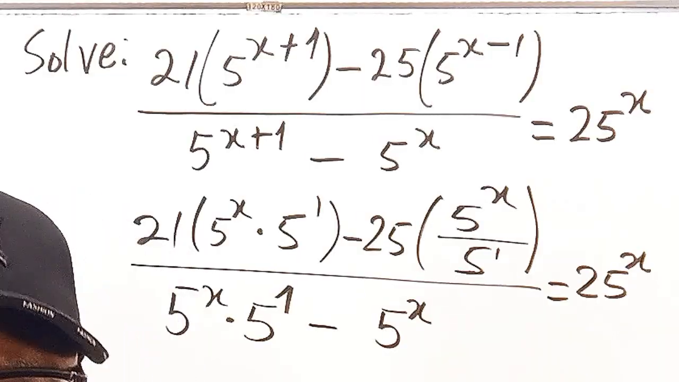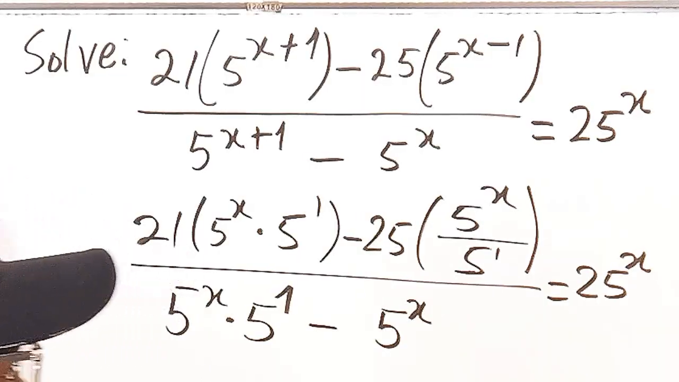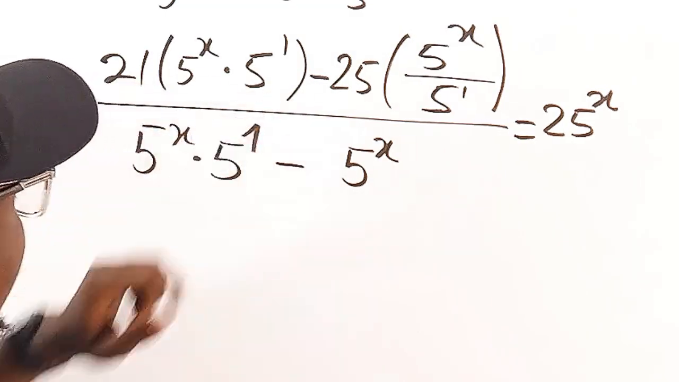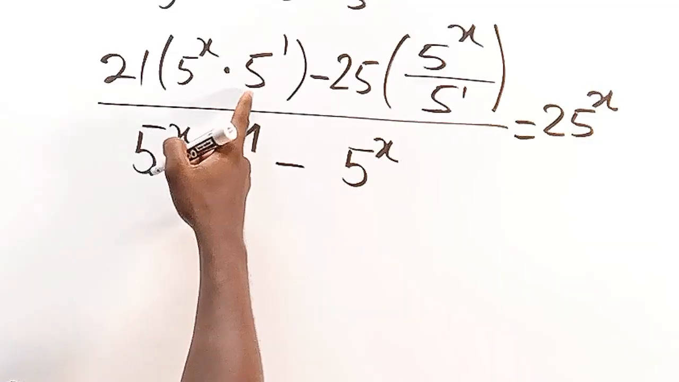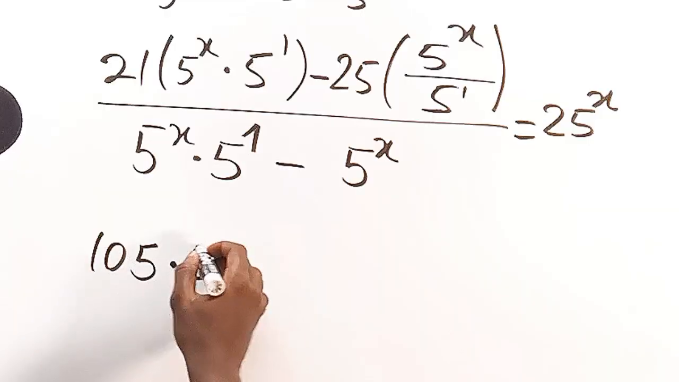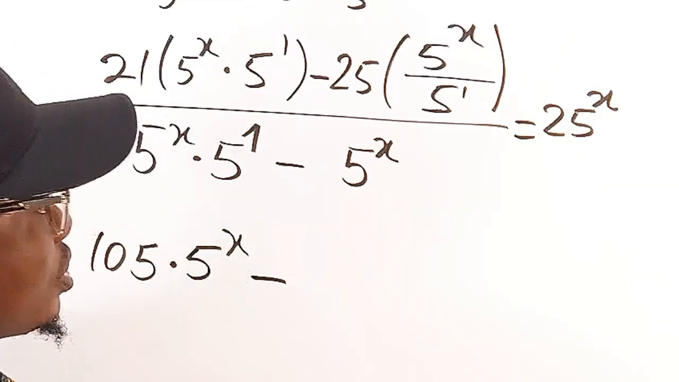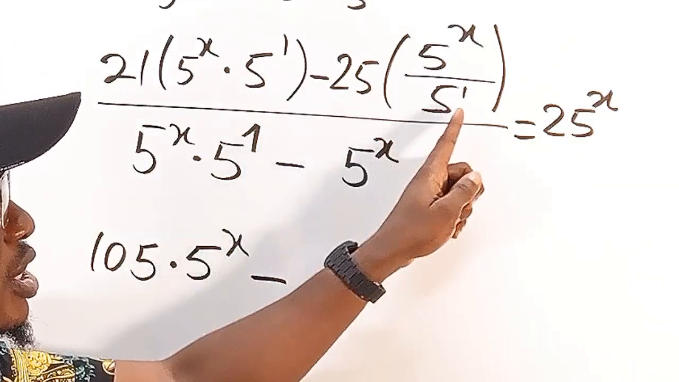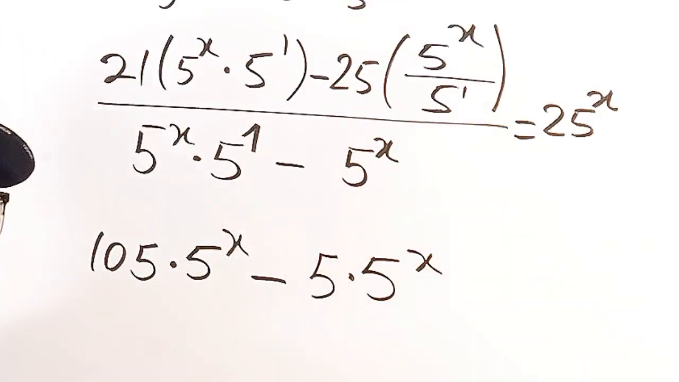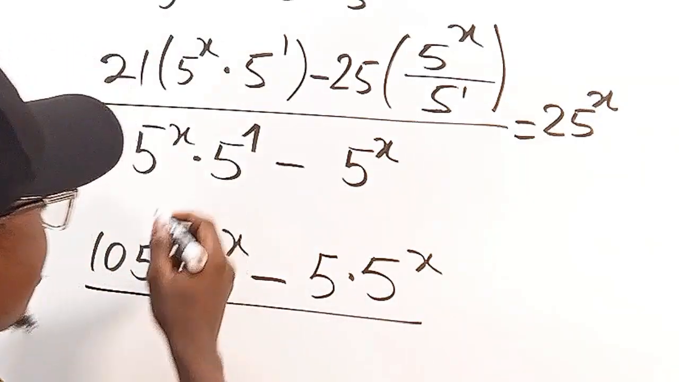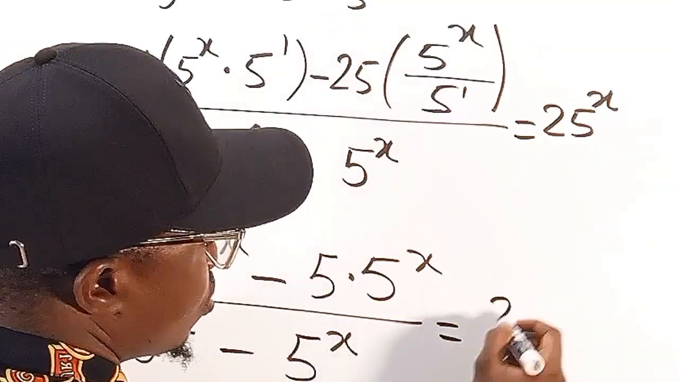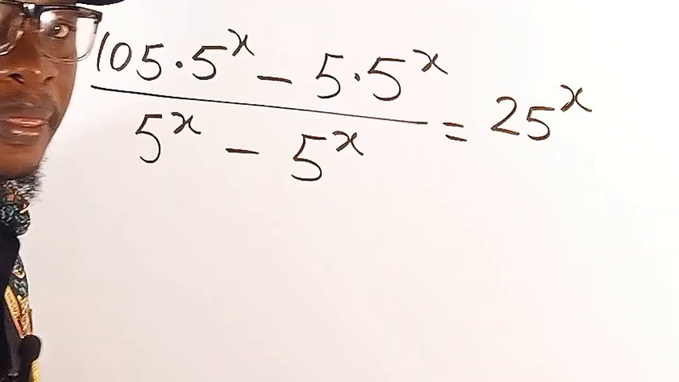Are you following? So the next thing we're going to do from there is that you see this 21, multiply this 21 by 5. We're going to have 5 times 1, we have 5. 5 times 2, we have 10. Multiplying 5 to the power of x. Then minus, you see this 5 here, we divide 20. This 5 we divide 25. We're going to have 5 into 5 to the power of x. Understood? Then everything divided by 5 to the power of x minus 5 to the power of x, then equal to 25 to the power of x.